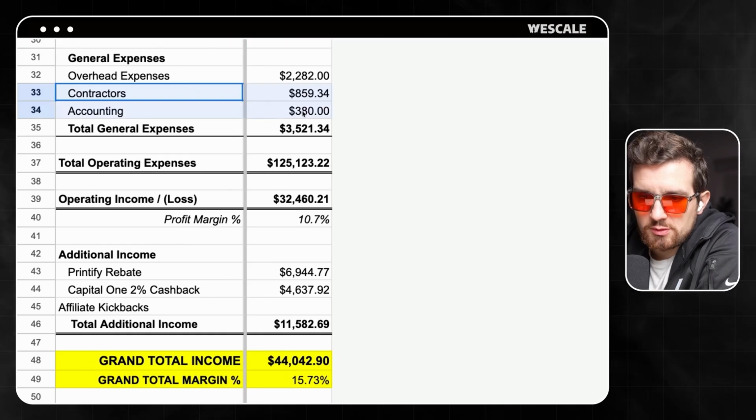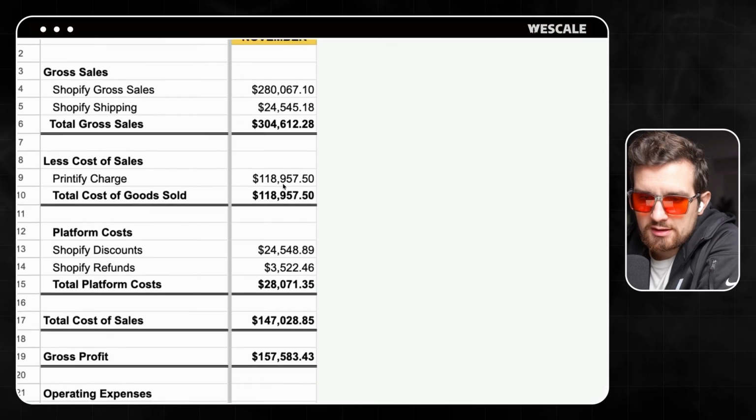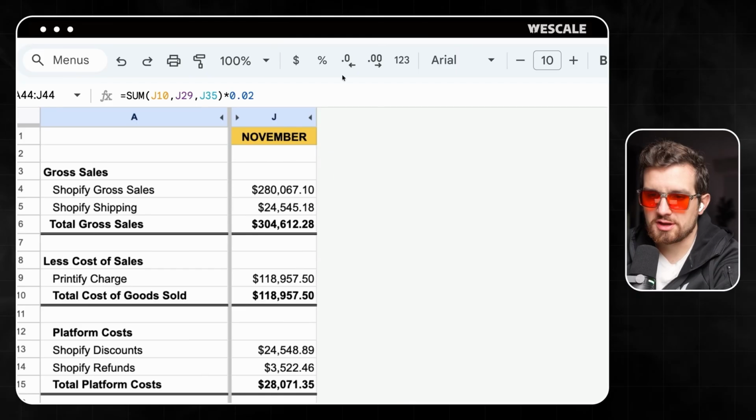Then contractors, we don't have to worry about. Accounting, we don't have to worry about. Any credit card rewards, you drop them in there. And that's pretty much how to run the P&L. So that's how we do it. You run it on a daily basis.